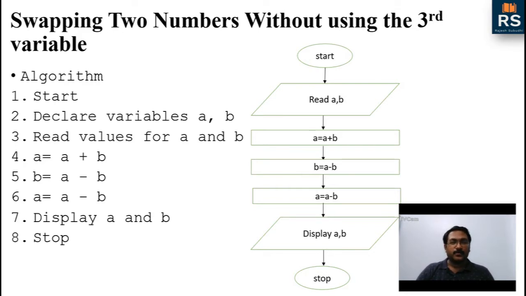Fine. So as I mentioned here, A is equal to A plus B. That means whatever the value in A, add it to the value of B and store it again in A. After that, B is equal to A minus B. Then again A is equal to A minus B. Here is the flowchart also. Let us now see how it works.